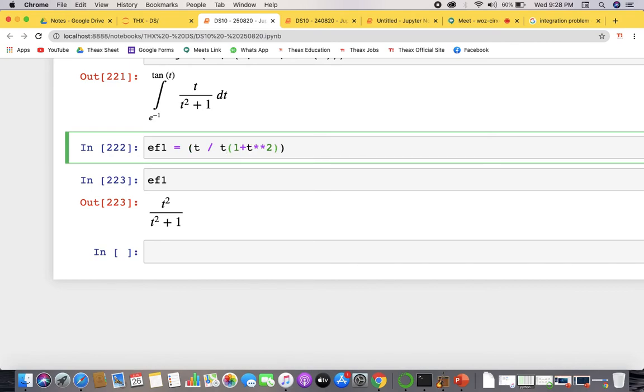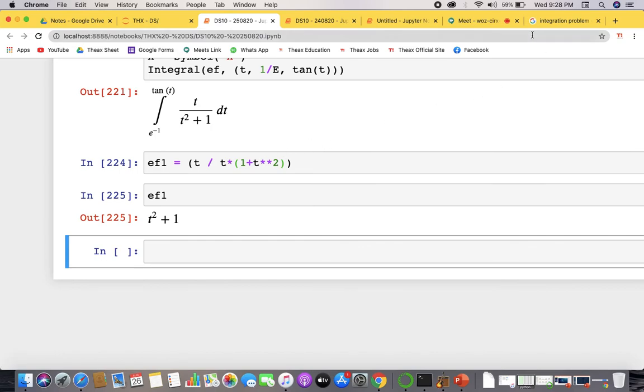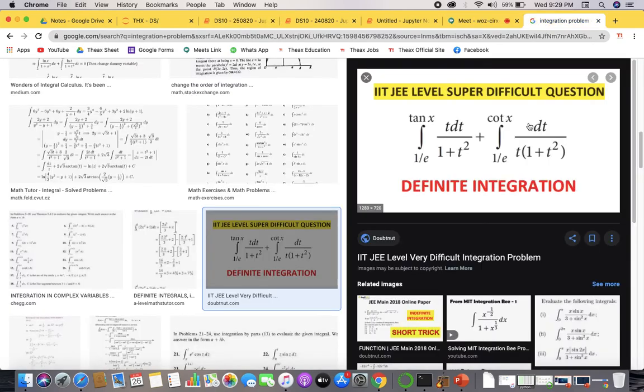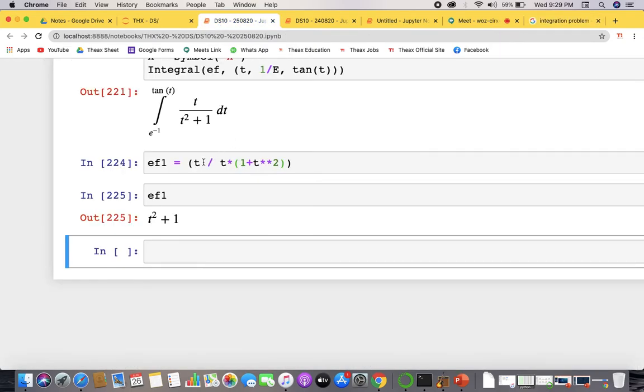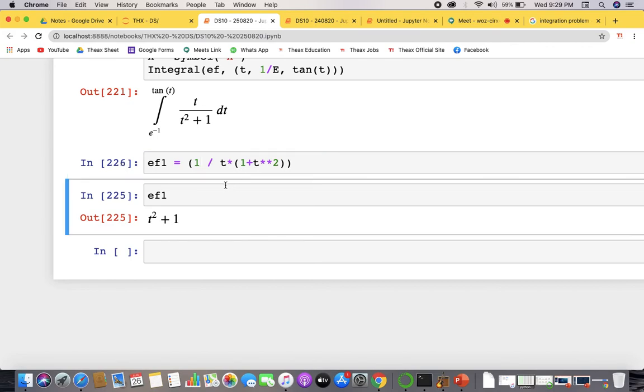Something t multiplied by, I think, here. So what is it? Okay, it is nothing. 1 by t multiplied by 1 plus t square. So 1 by t multiplied by 1 plus t square.